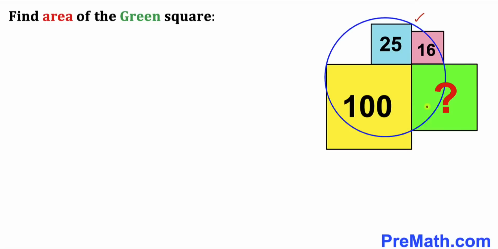In this video, we have put together these four squares of different dimensions along with this blue circle, as you can see in this diagram. And moreover, the area of this yellow square is 100 square units. The area for this blue square is 25 square units. And moreover, the area for this pink square is 16 square units. And now we are going to calculate the area of this green square.